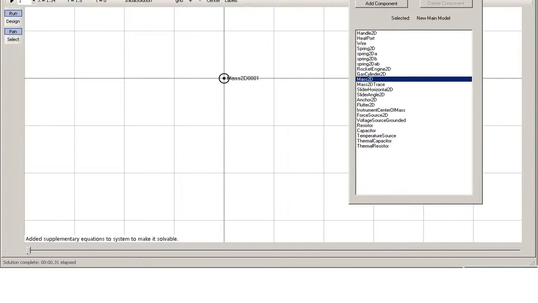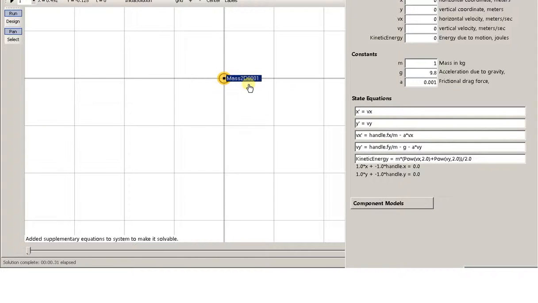Before we go any farther, let me show you how the mass components are made. The mass has certain state equations. Time derivative of x is equal to the x velocity. Time derivative of y, likewise. Time derivative of the x velocity, so the acceleration, equals f over m. So this is f equals ma here along both axes.